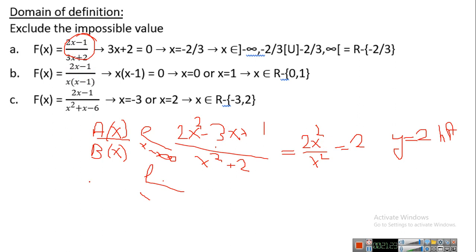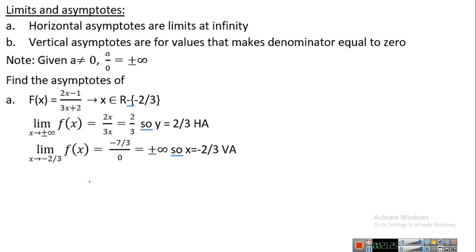If the degree above is bigger, you have an oblique asymptote. Let us talk about it in detail. Horizontal asymptotes are limits at infinity, as I said now. Vertical asymptotes are for values that make the denominator equal to 0. Suppose a is not 0, don't forget that a over 0 is plus or minus infinity. A number over infinity is also what, guys? 0. A number over infinity is 0. Find the asymptote, so let me write it.